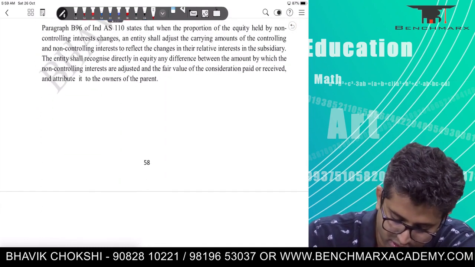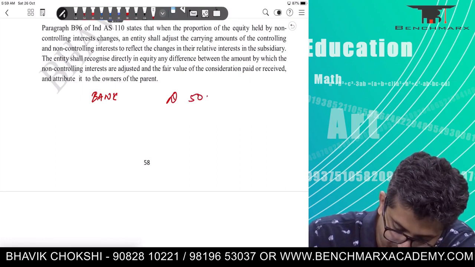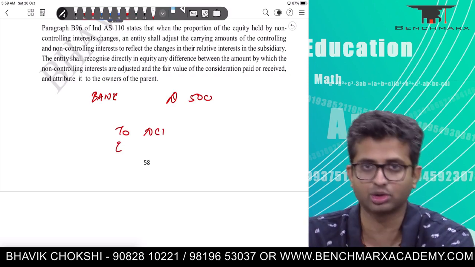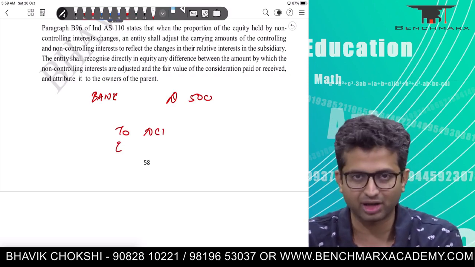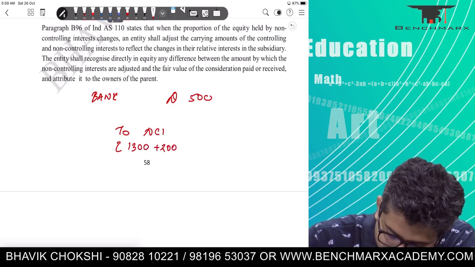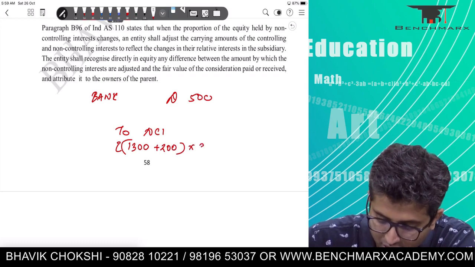So the journal entry, if you were to pass, is bank account debit. You are actually receiving 500. This transaction is considered to be creation of NCI. You are recording that NCI initially at fair value, which means you are following the full goodwill method, and hence this is 1300 plus 200. So the entire 1500, you are giving a share to NCI. How much share are you giving to the NCI?